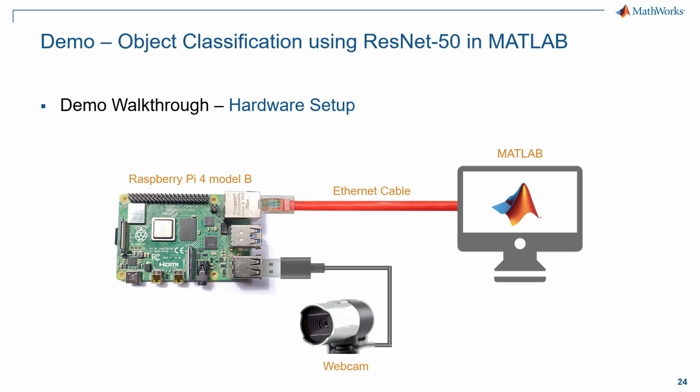Here's the hardware setup that I'll be using. I'm using a Raspberry Pi 4 Model B board. You can use Raspberry Pi 3 models as well. However, it's recommended that you use Raspberry Pi 4 for deep learning applications due to its faster processor and bigger onboard RAM. You can connect the Pi to your computer using an Ethernet cable, or you could also connect it to a wireless network, the same network that your computer is connected to. And then I have a Microsoft USB webcam which is connected to the Pi. And of course you need a computer running MATLAB.